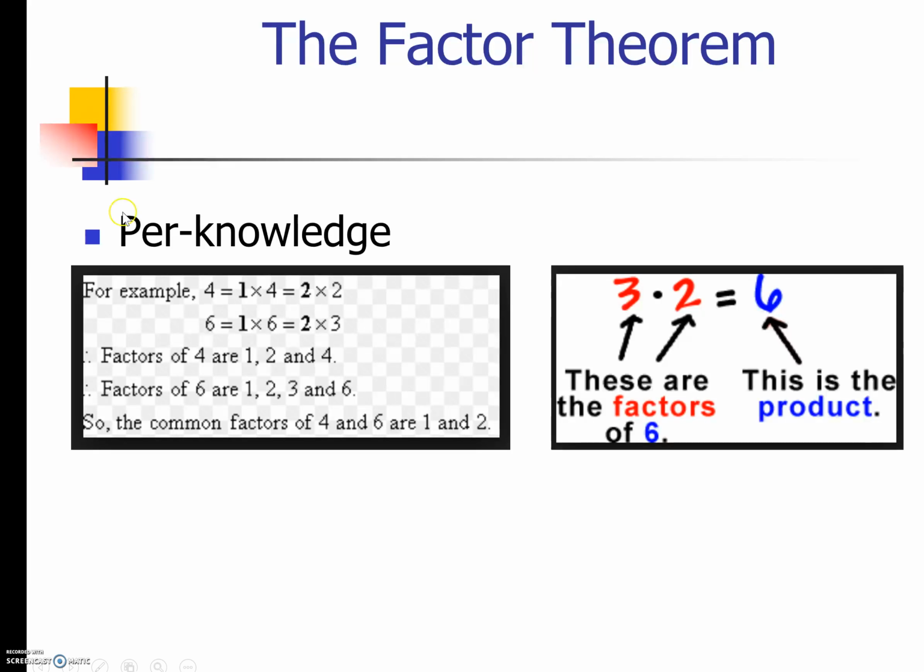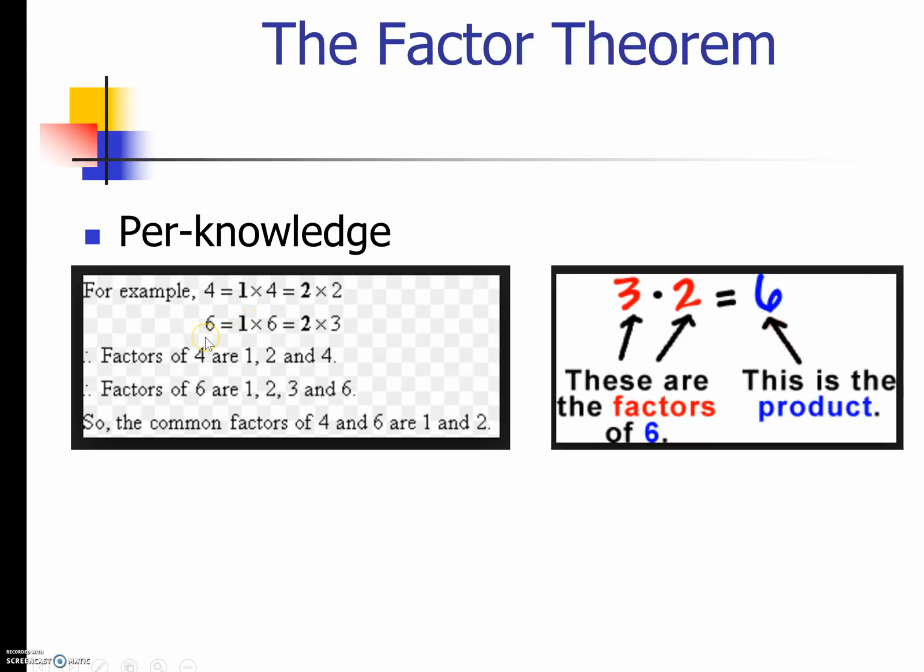In order to find the factors of 4, you need to have an understanding of two numbers multiplied together. 1 times 4 gives you 4 and 2 times 2 also gives you 4, which means the factors of 4 are 1, 2 and 4.